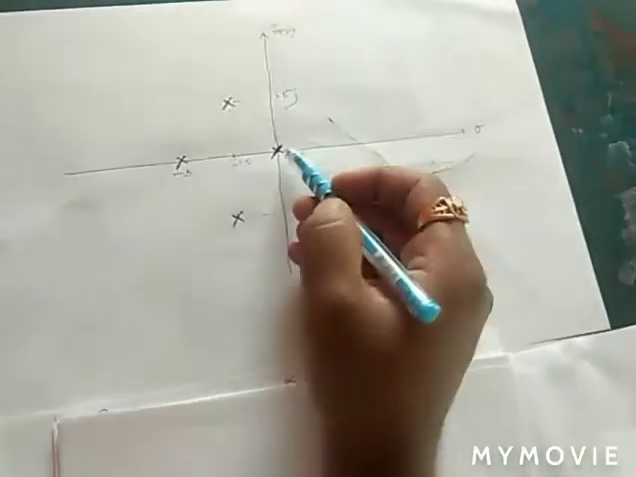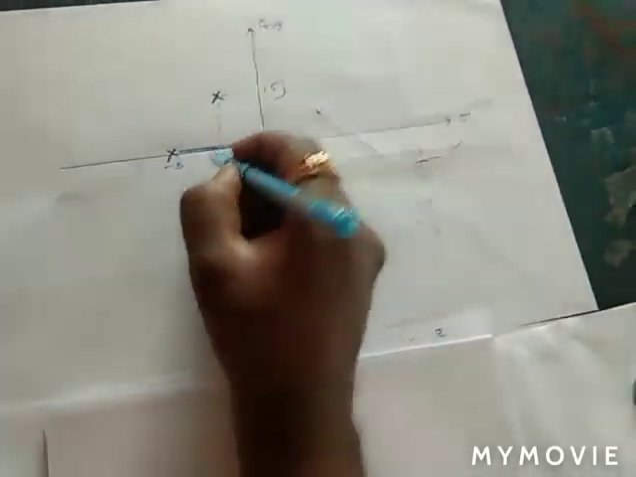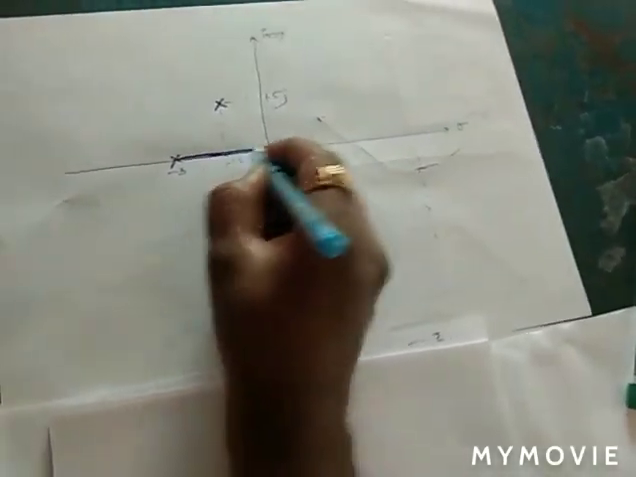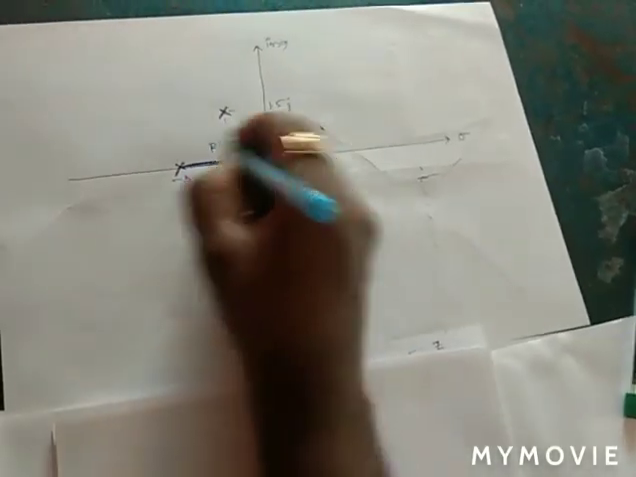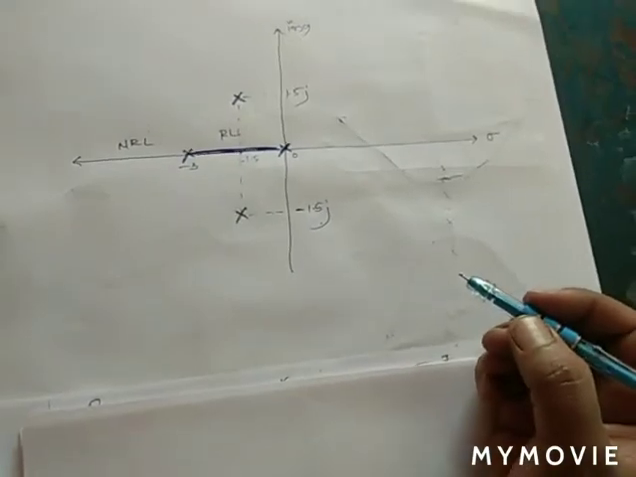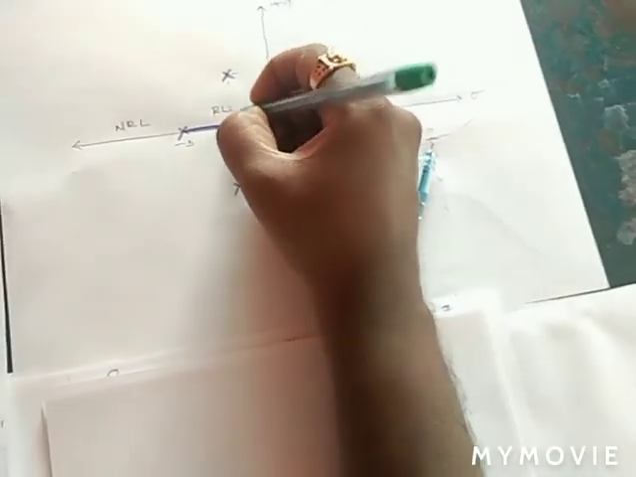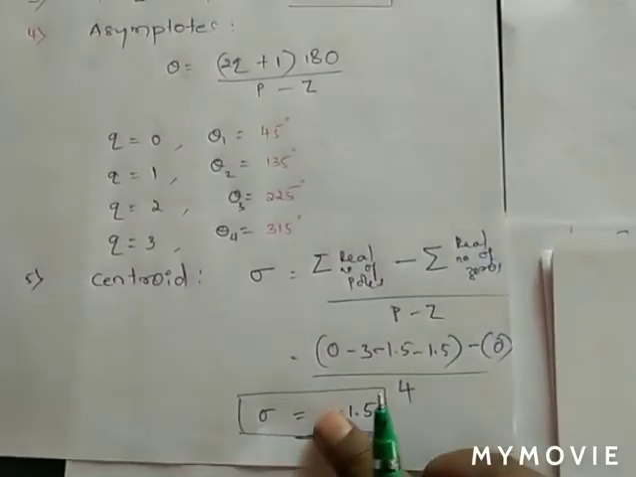Now the next step is to draw the root locus. From the right hand side, this is the first one, so root locus will exist till another pole or zero comes in the middle, it will exist. So this is RL, this is NRL. NRL means no root locus, right? Now centroid is minus 1.5, right? Centroid we got is minus 1.5.